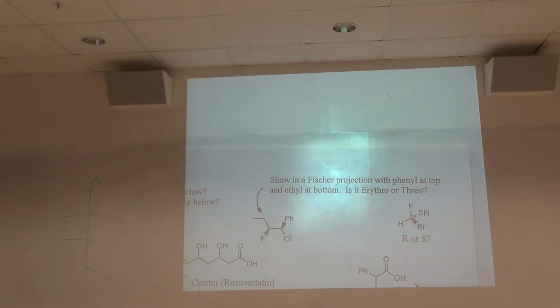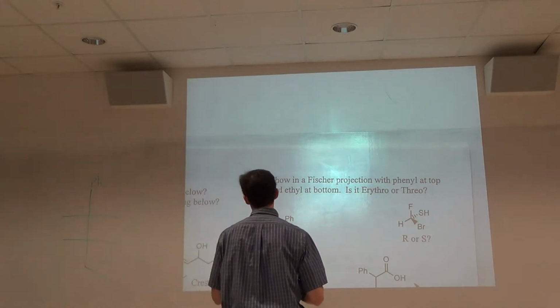Anybody get erythro? You got erythros? So erythro means everything's on the same side. So erythro is your 2 halogens are on the same side in your Fischer? Yes. With phenyl at the top and ethyl at the bottom? Yes. Because you can rotate. Okay, well, let's do it.